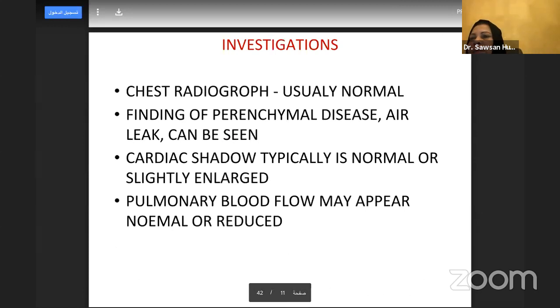How will you investigate persistent pulmonary hypertension of the newborn? Usually the chest X-ray will be normal, unless you have pneumonia, respiratory distress syndrome, or, as I mentioned before, diaphragmatic hernia. But if it is idiopathic, usually the chest X-ray will be normal. You might find parenchymal disease or air leak. Cardiac silhouette is typically normal or slightly enlarged, and pulmonary blood flow may appear normal to reduced.